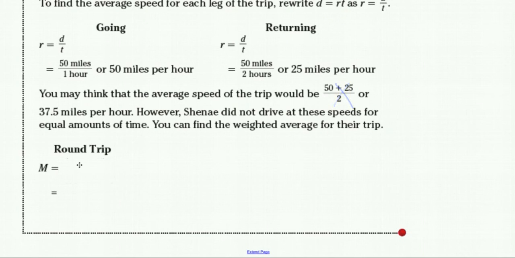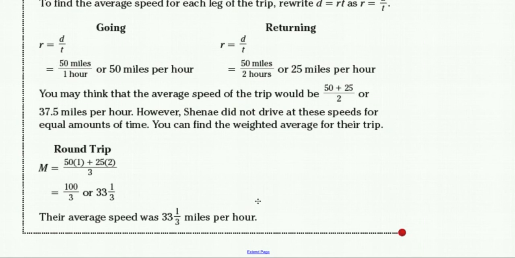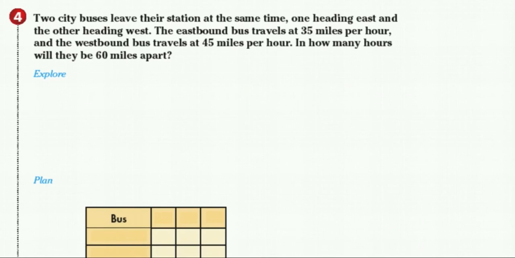So to get the weighted average m, you get 50 times 1 plus 25 times 2. Why times 1? Because it took them 1 hour for going and 2 hours coming back, and the total time will be 3 hours. So you multiply them by the number of hours they traveled for the trip, and end up with 100 over 3, or 33 and 1/3. And this is the correct answer. The average speed was 33 and 1/3 miles per hour. Let's take a look at the other one.